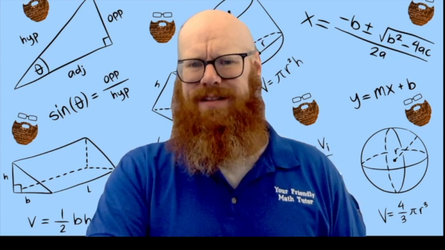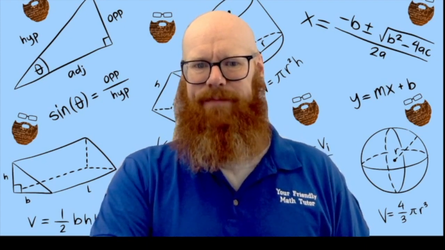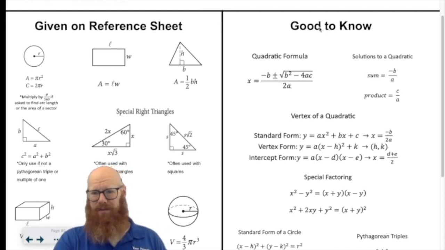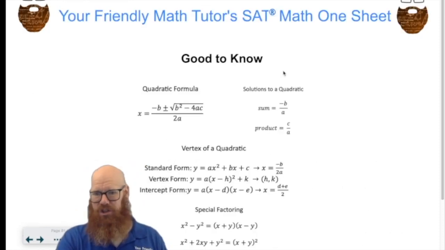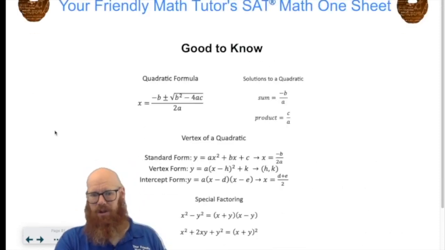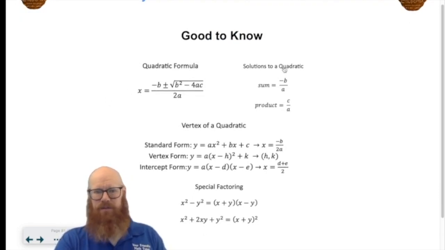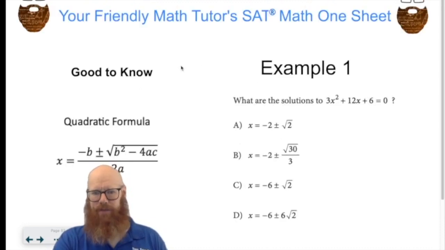All right, so let's dive into the one sheet for today. Today's deep dive into the one sheet is going to be on part 4, formulas, and we're going to focus on the right side over here, on the good to know formulas. We're going to look at the first half of this, and focus on the quadratic formula, solutions to a quadratic, the vertex of a quadratic, and special factoring. So let's take a look at the quadratic formula.